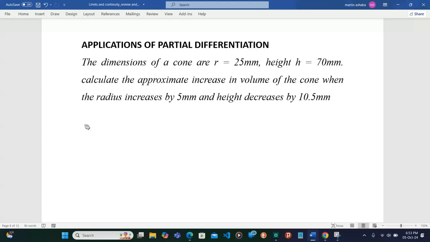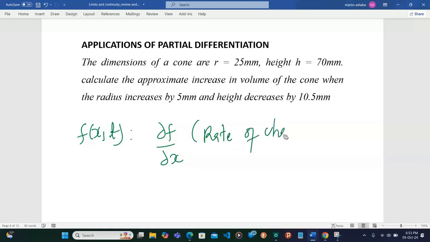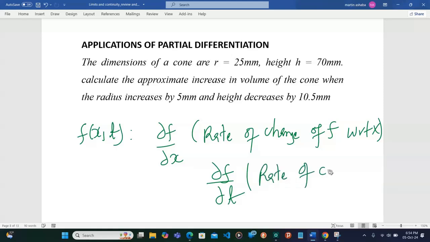So if I have a function f of x, maybe t, and I say I'm looking for del f del x, I'm talking about the rate of change of f with respect to x. If I talk about del f del t, I'm talking about the rate of change of f with respect to t. That's what I'm talking about.